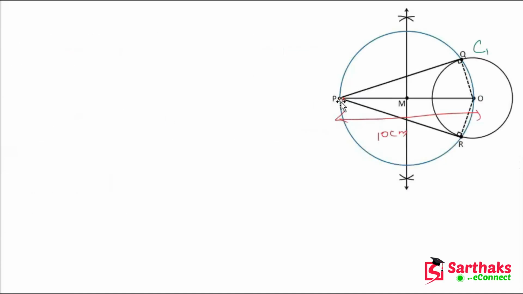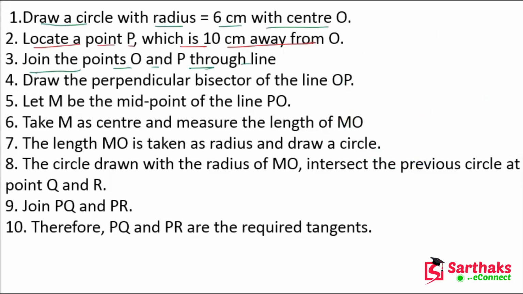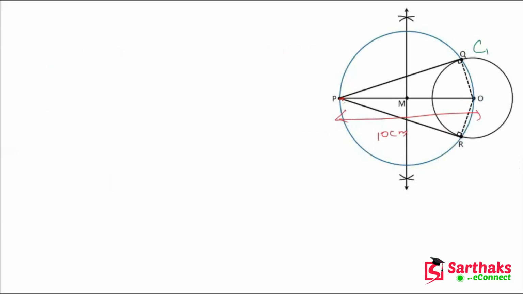Now the third step is to join the points O and P through a line. Now draw the perpendicular bisector of the line OP. We have to draw the perpendicular bisector of PO. These are the intersecting points of arcs and we have to join these. So it cuts at point M.